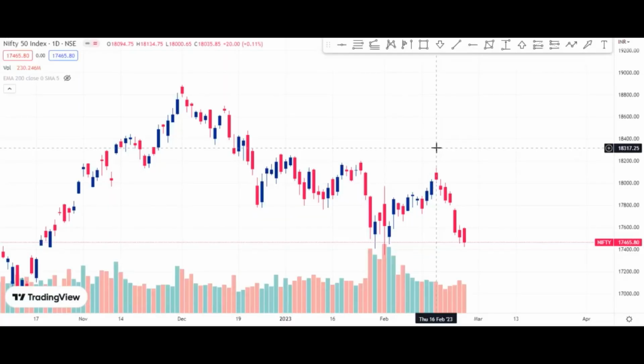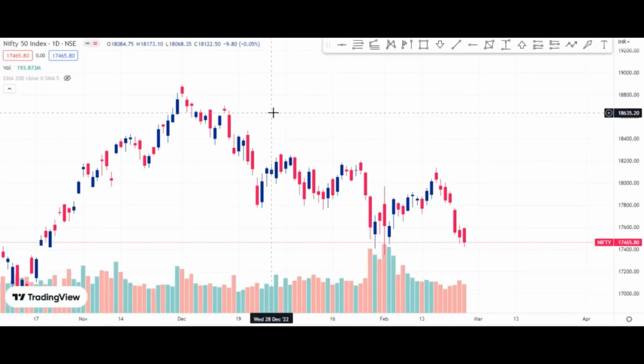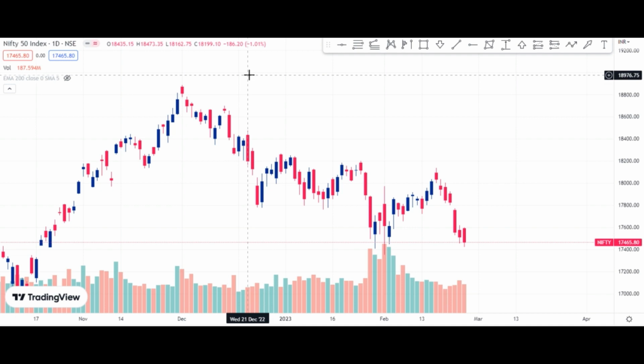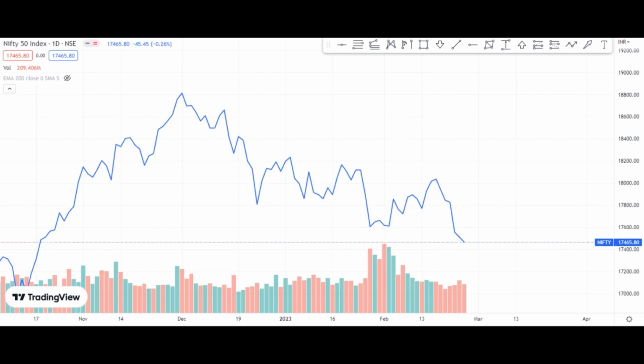Hi everyone, today I'll be showing you how you can identify support and resistance in an easy way. So I'm taking Nifty 50 as an example. To start with, what you have to do is switch the chart type to line chart. So here you'll get a line chart with the closing prices.